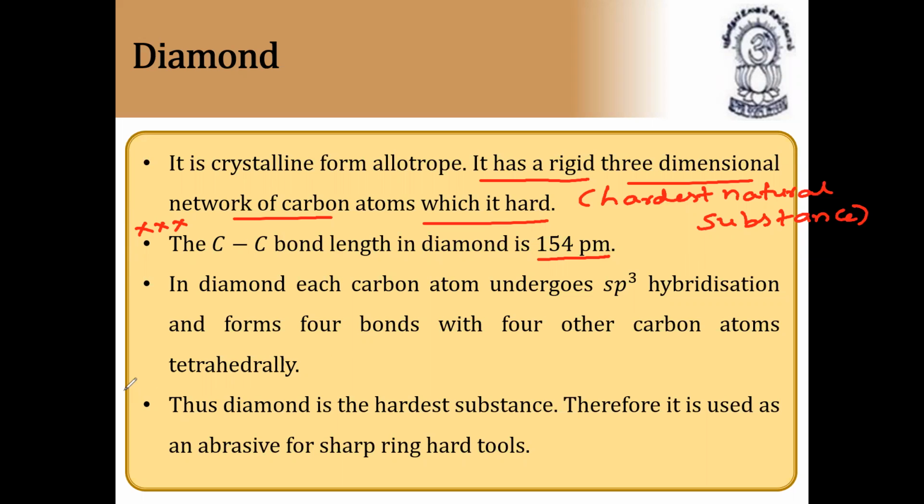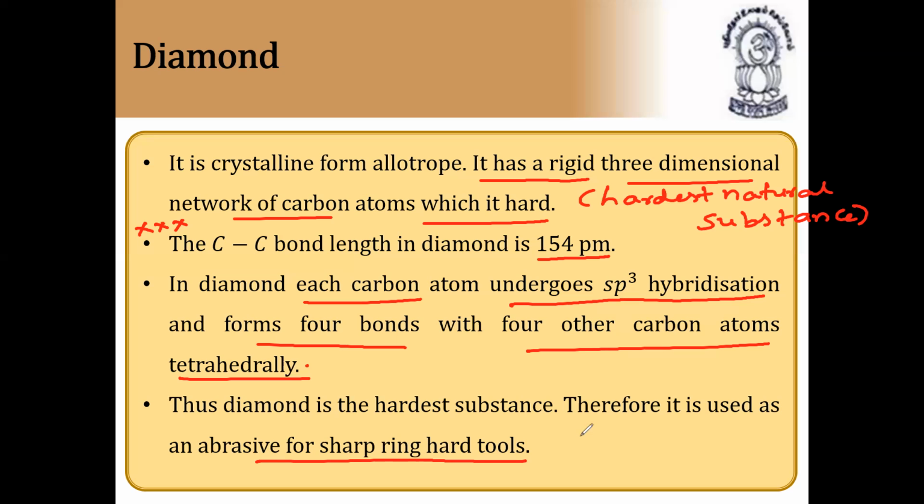So the C-C bond length in diamond is 154 picometers, and in diamond each carbon atom undergoes sp3 hybridization and forms four bonds with four other carbon atoms tetrahedrally. As it is undergoing sp3 hybridization, its shape is tetrahedral. Thus, diamond is the hardest substance. Therefore, it is used as an abrasive for sharpening hard tools, for cutting tools.